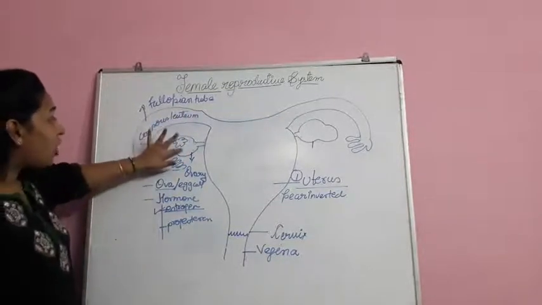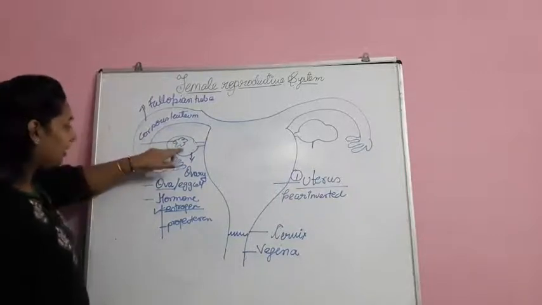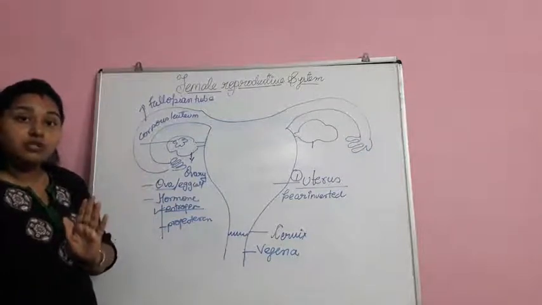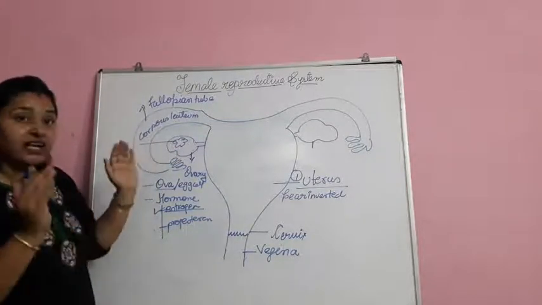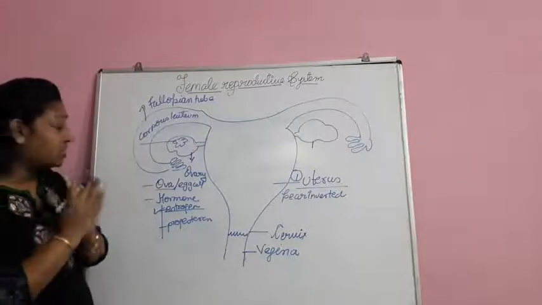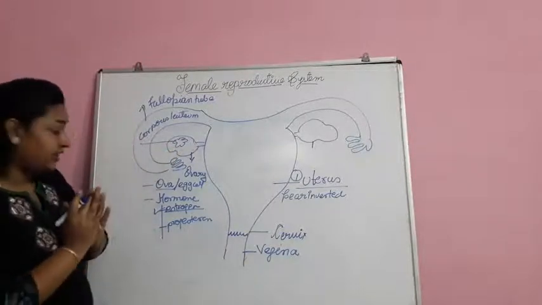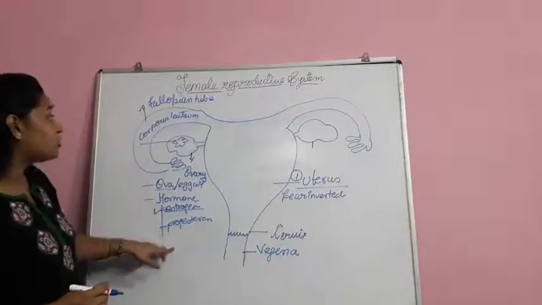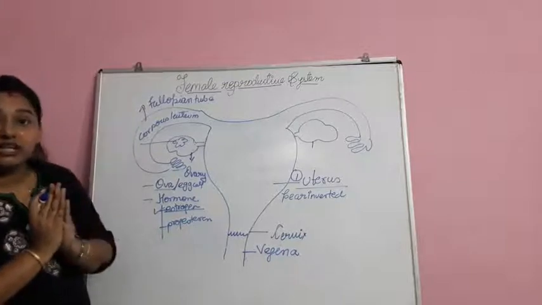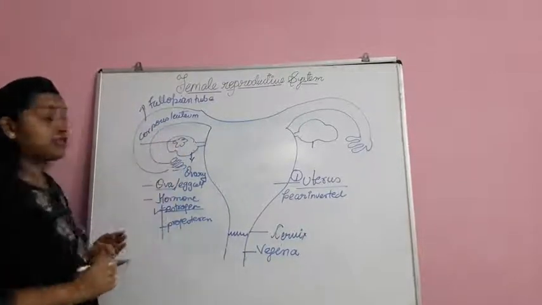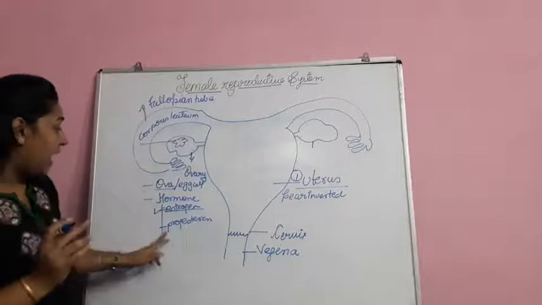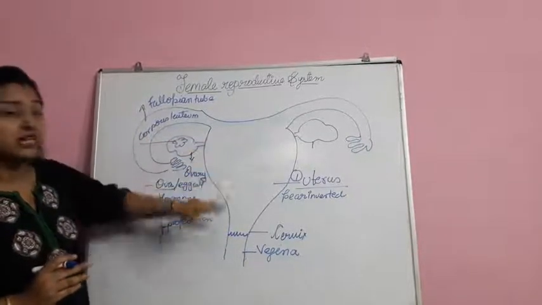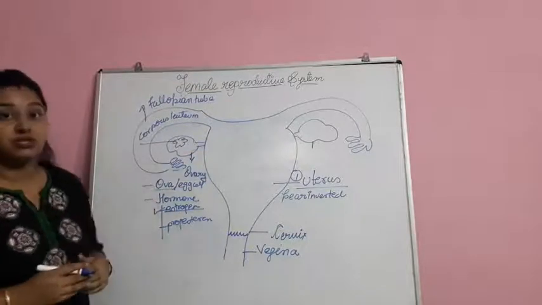Now this corpus luteum which has developed over here, slowly and slowly by the 28th day of the menstrual cycle, will start degenerating, right? When it starts degenerating, this progesterone is active, and because of this progesterone it is slowly and gradually degenerating. When this corpus luteum degenerates and progesterone increases, then after that the menstrual cycle will again start happening from the uterus side.